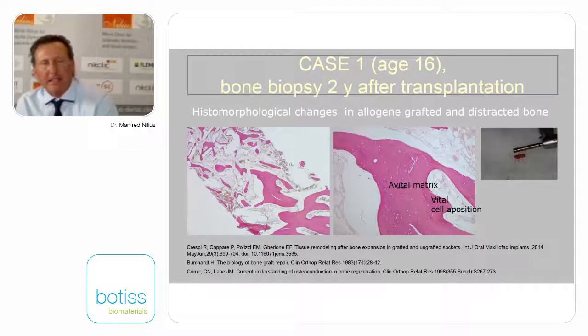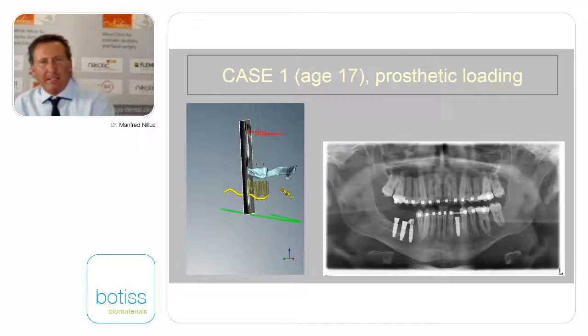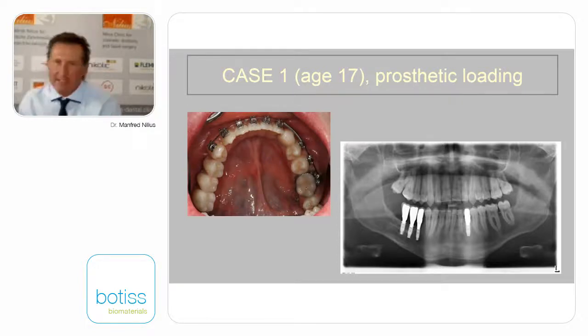And this is correlating to the information we got from the literature. Then the implantation. In this case, we made a 3D planning tool with Novel Guide software, and this is at the age of 17, prosthetic loading. And still, after doing big bone augmentation and distraction osteogenesis, there is a 50-50 distance from the crown to the implants.